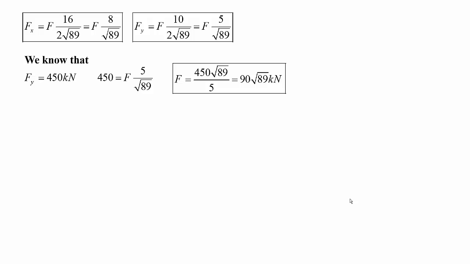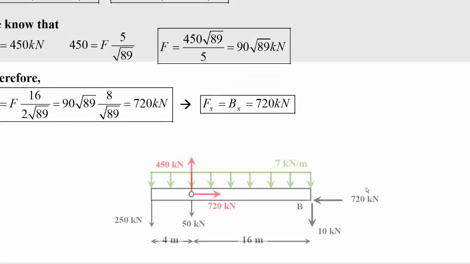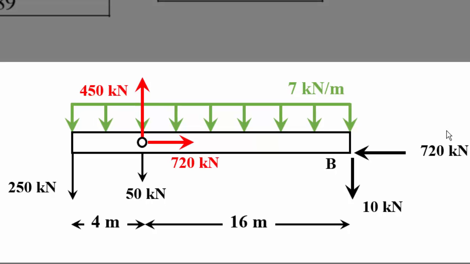If I solve for F, it turns out to be 90 multiplied by the square root of 89. Now I know F, therefore Fx can be calculated, which is F times 16 over 2 square root of 89, and that's going to be 720. And from before we know that Fx equals Bx, so Bx equals 720 as well. We end up solving for all the forces needed to start drawing the shear force and bending moment diagrams.